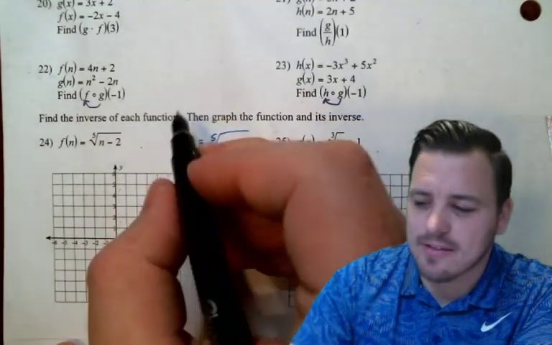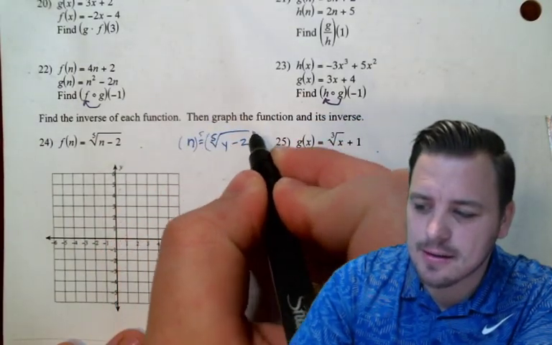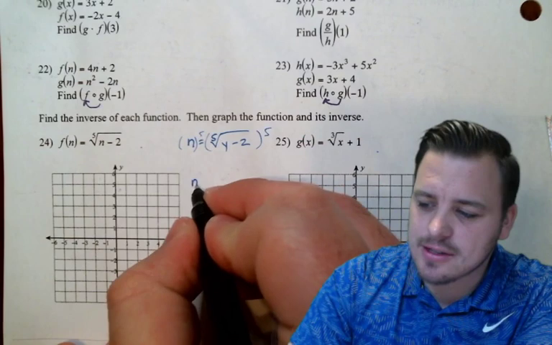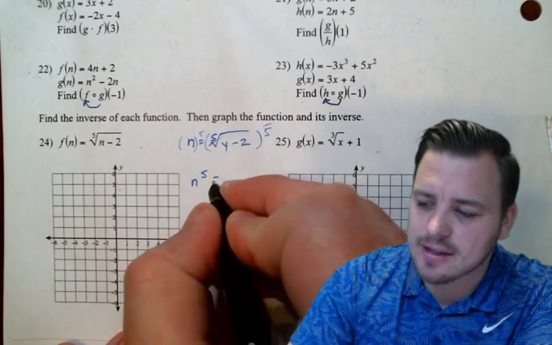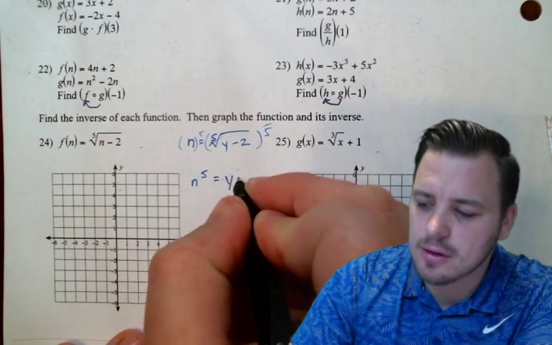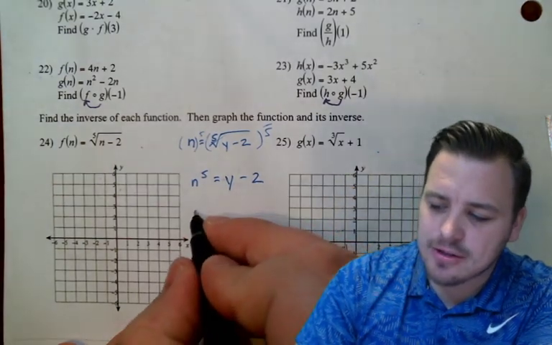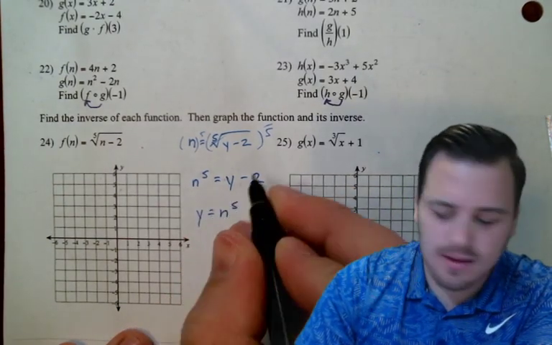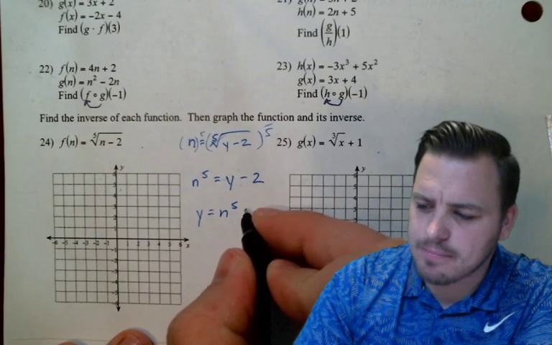Let's look at this. So take the fifth root of both sides. So that's n to the fifth, which cancels, equal to y minus 2. Then we just add 2 to both sides. So y equals n to the fifth plus 2.